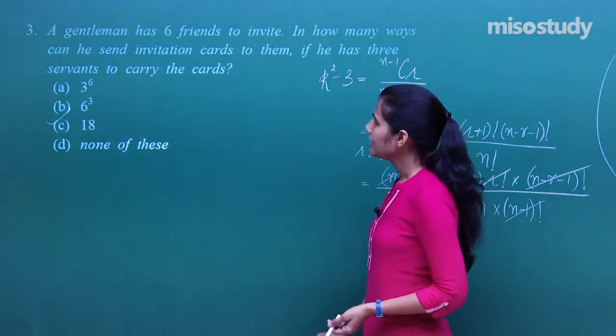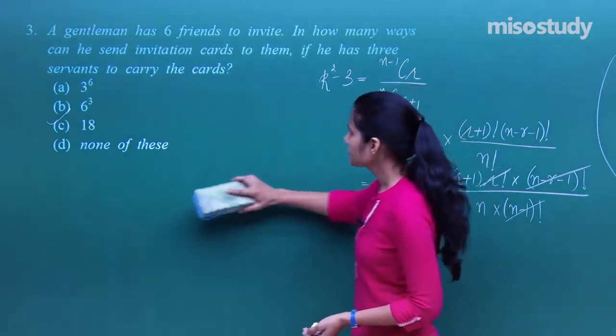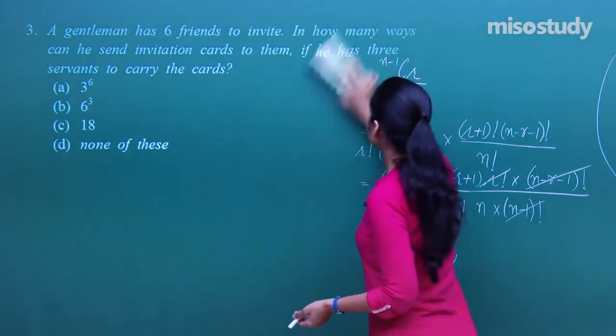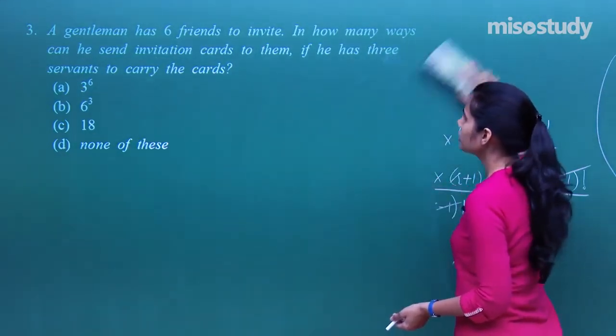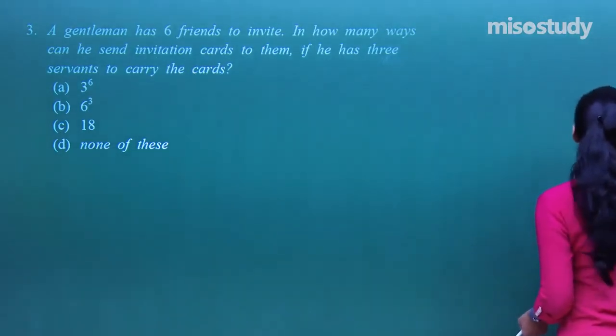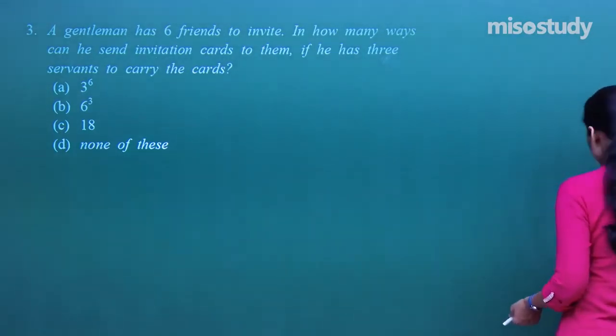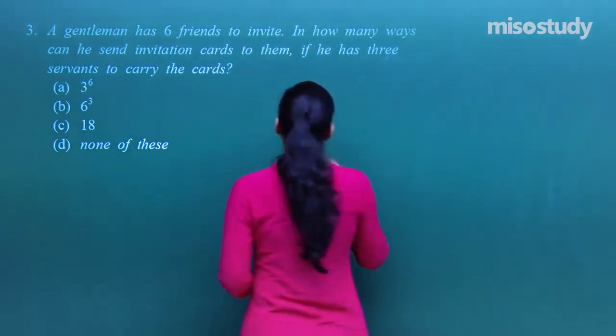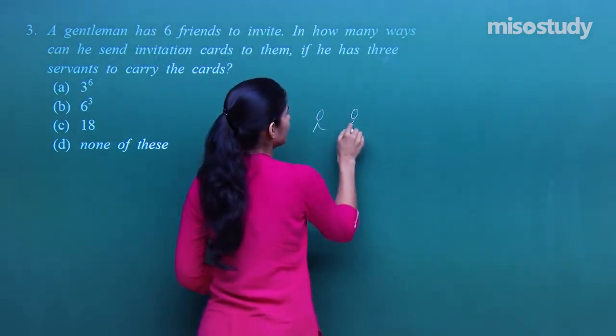Next question says that a gentleman has 6 friends to invite. In how many ways can he send invitation cards to them if he has 3 servants to carry the cards? Now see, it's pretty simple if you understand the logic. So there are 6 friends of this gentleman.